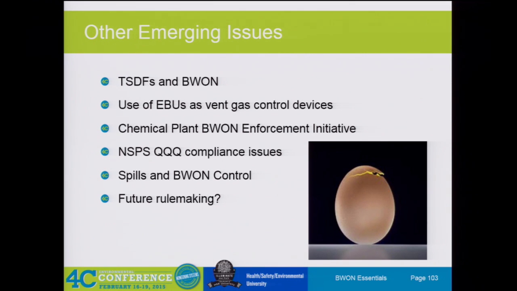NSPS QQQ compliance issues. So if you're compliant with BWON, do you have to comply with QQQ? What if you have a controlled sewer for BWON? You've got all the junction boxes sealed up, carbon, you're doing all the inspections that you need to be. Do you have to care about QQQ? You have to care from a compliance standpoint because if you trigger QQQ, there's notifications that have to go in under NSPS. But you do not have to do anything else to your sewer systems. If you are compliant with the controls for BWON, you are covered for QQQ. BWON is more strict. But it can go the other way. If you're compliant with QQQ, you are not necessarily compliant with BWON. So that's where the confusion kind of lies.